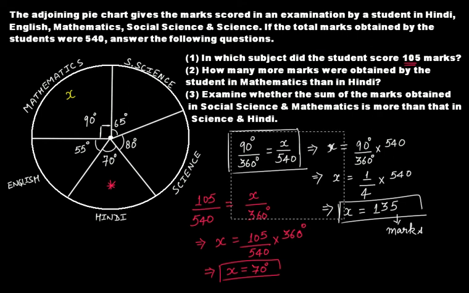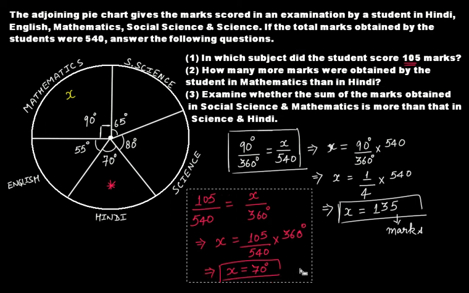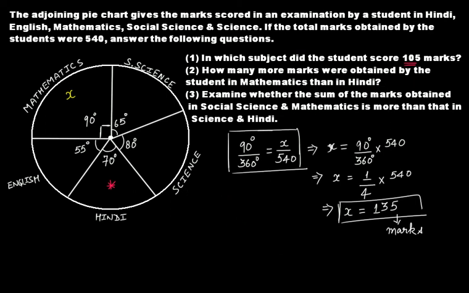How many more marks were obtained by the student in mathematics than in Hindi? We have calculated the marks obtained in mathematics, but we don't know about Hindi. Let's calculate that, it's very easy. The sector for Hindi is 70 degrees, so we know the marks for Hindi are 105, which we have just calculated here.